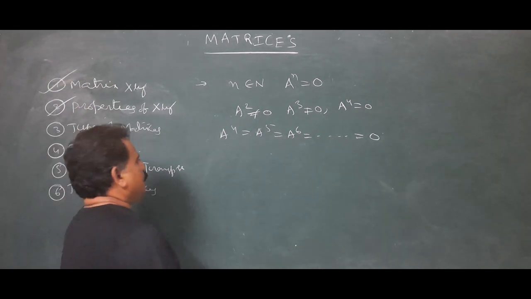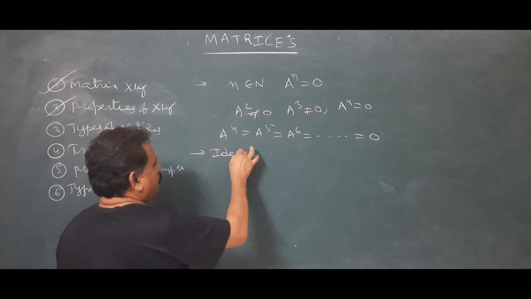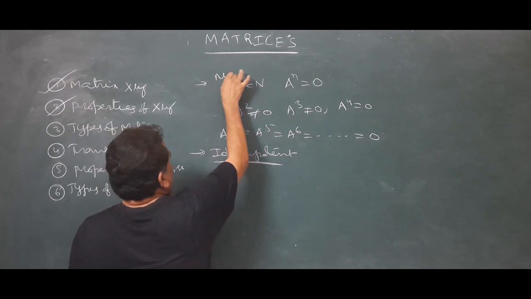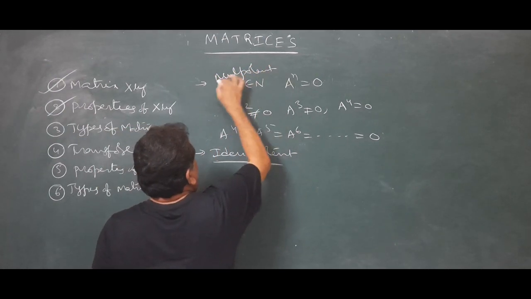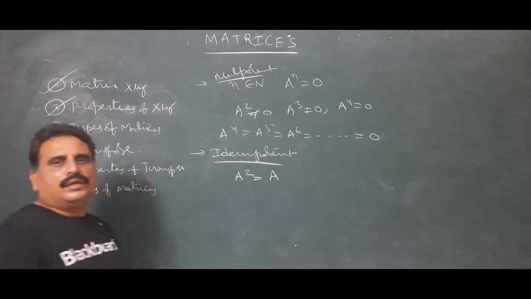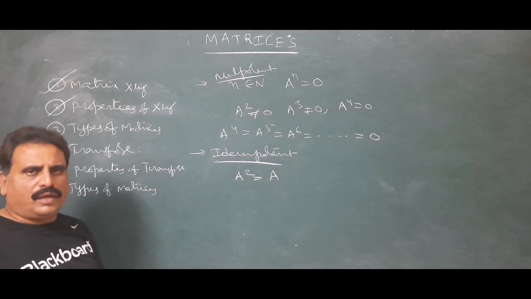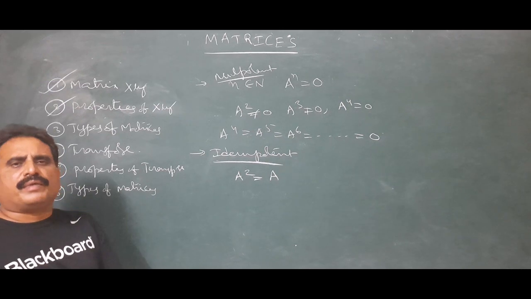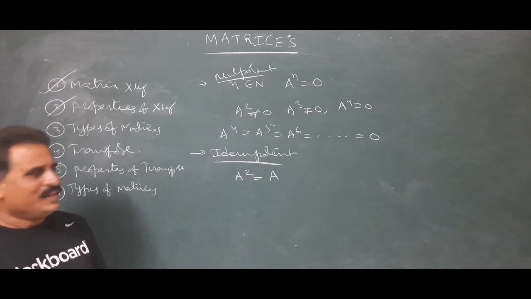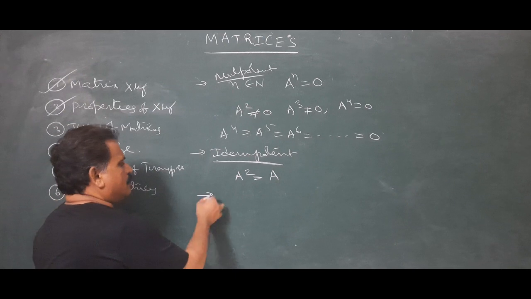Now we are going to the next one: idempotent matrix. This is nilpotent. If A square equals A, then A is said to be an idempotent matrix. Let A be a square matrix. If A is a square matrix, then A square is possible. If A is a rectangular matrix, A square is not possible. A square equals A, then A is said to be an idempotent matrix.